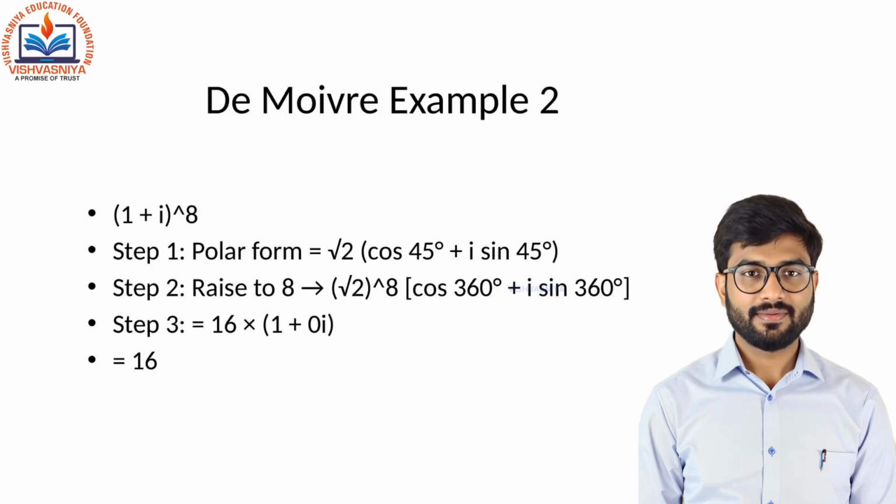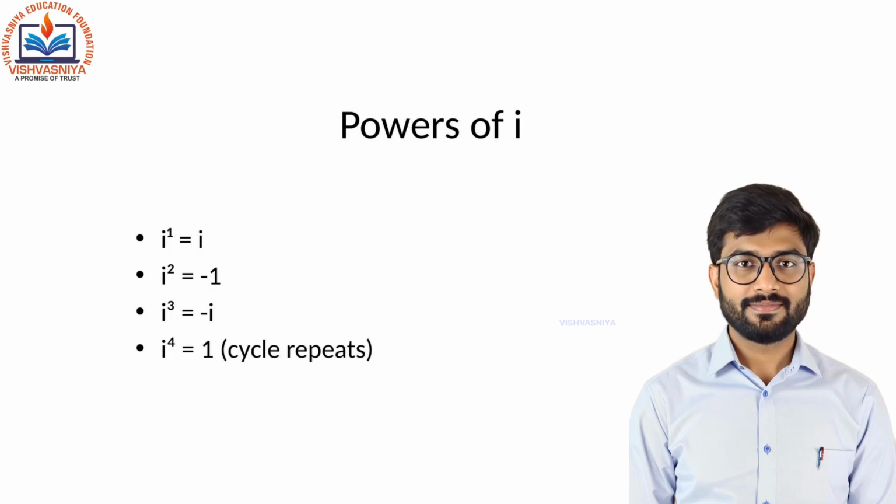Example. (1 plus i) raised to the power 8. Step 1, write 1 plus i in polar form as square root of 2 multiplied by (cos 45 degrees plus i sin 45 degrees). Step 2, raise to power 8: square root of 2 raised to the power 8 is 16, multiplied by (cos 360 plus i sin 360), since cos 360 equals 1 and sin 360 equals 0. Final answer, 16.